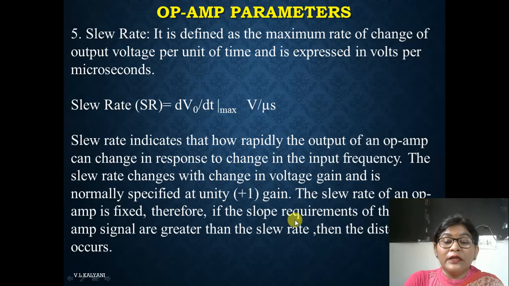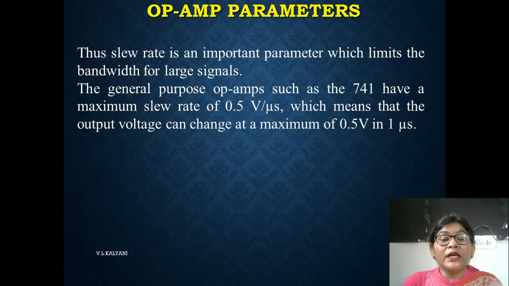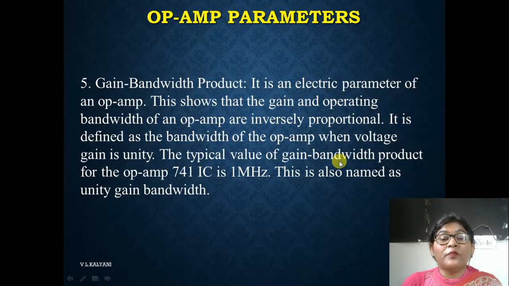So we can increase the slew rate with the help of high speed ICs, or we can design circuits for high frequency ranges. The slew rate is an important parameter which limits the bandwidth for large signals. General purpose op-amps such as the 741 have a maximum slew rate of 0.5 volt per microsecond, which means the output voltage can change at a maximum of 0.5 volt in 1 microsecond. So these are some important parameters.